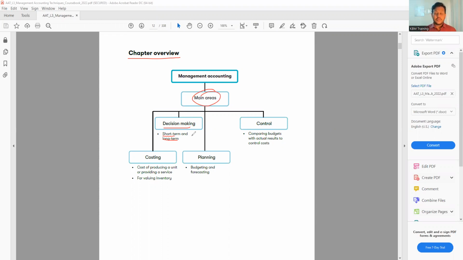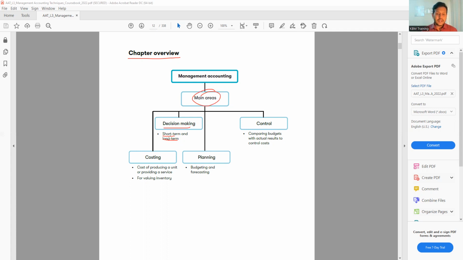For example, if you want to invest in a company and you'd like to get the return within 5 years, normally you look at short-term decision making, like I want to stay short-term in the market by analyzing, for example, the break-even or target profit or the margin of safety.